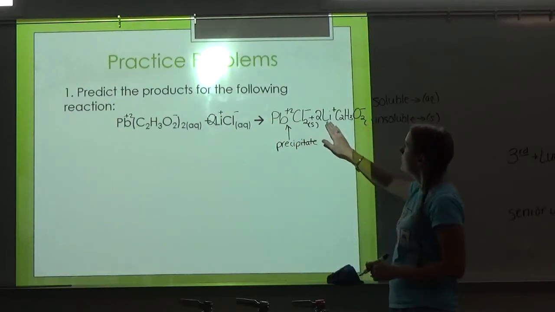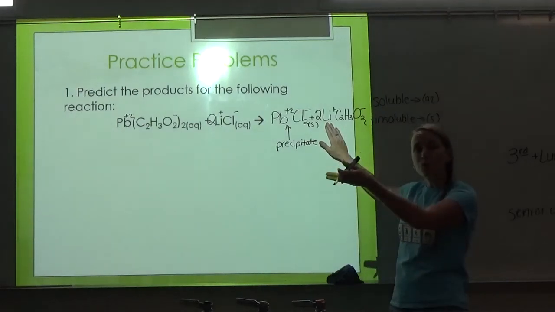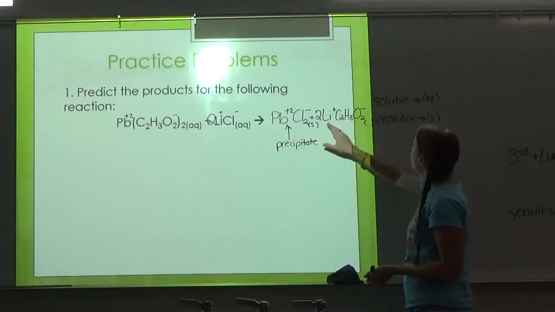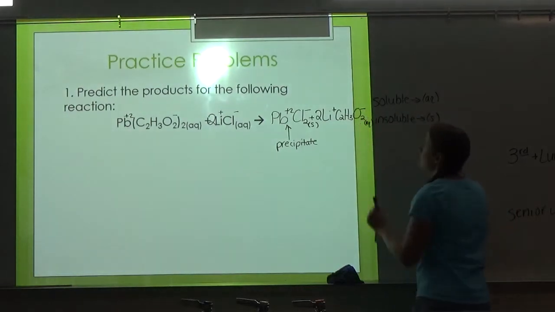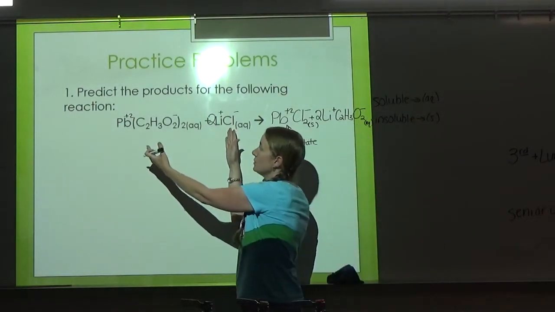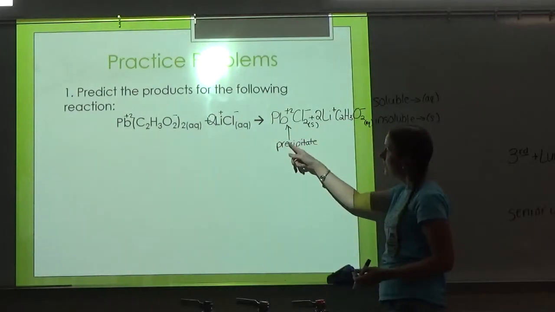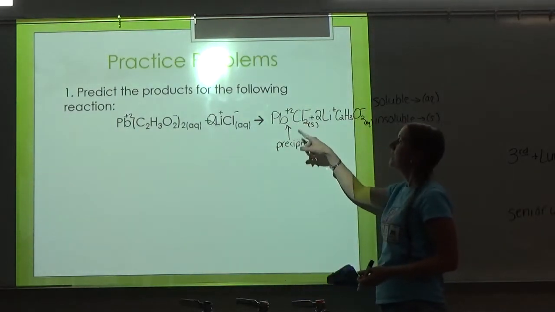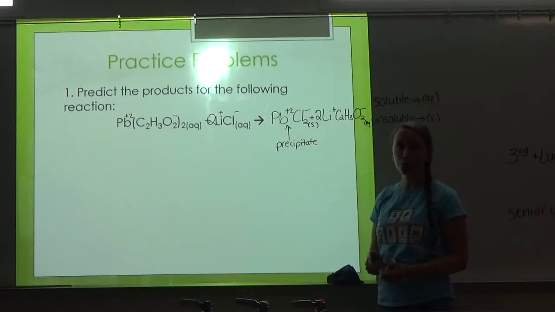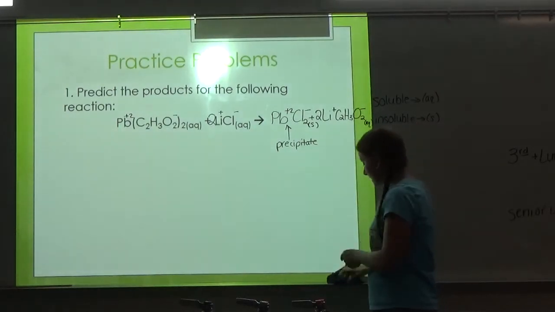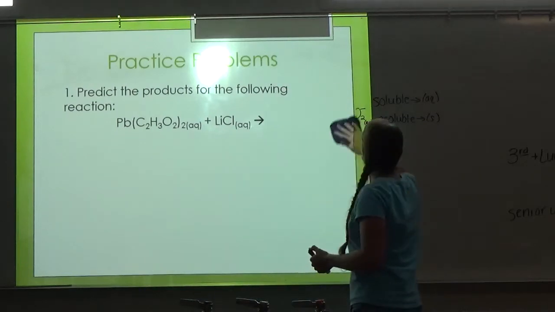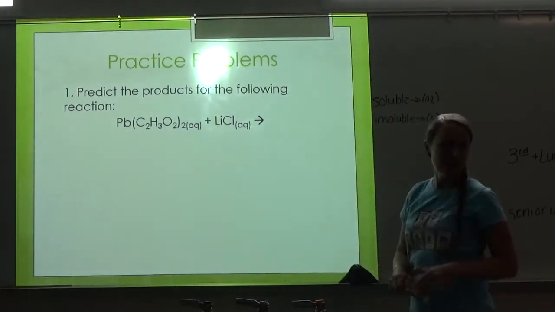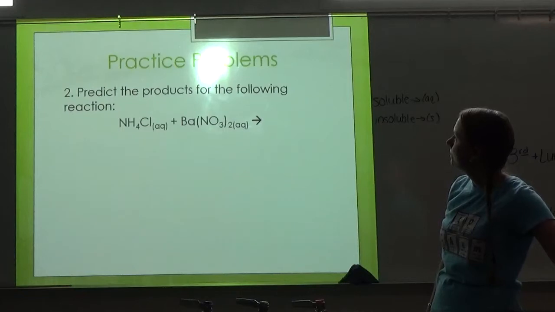All right, over here, lithium is a group 1 alkali metal. Group 1 alkali metals are soluble, so this will be aqueous. So if I mix these 2 solutions together, I am going to form a precipitate, and my precipitate will be lead 2 chloride. All right, and so that is how our solubility rules work. All right, so let's move on.